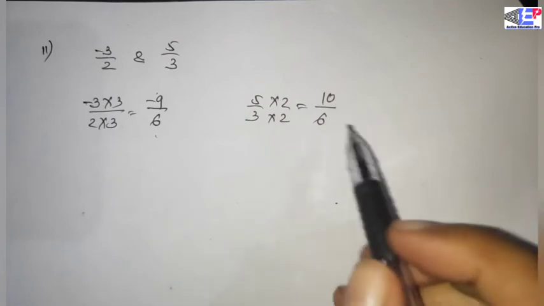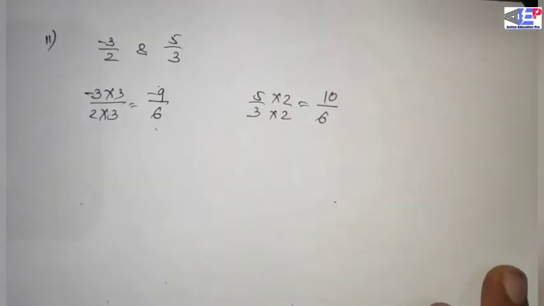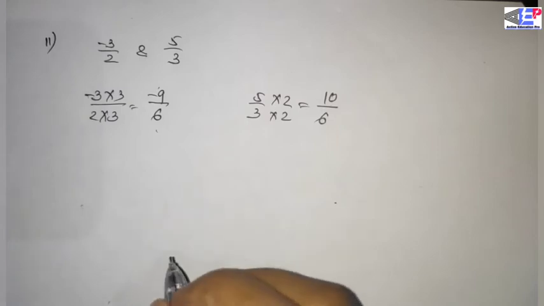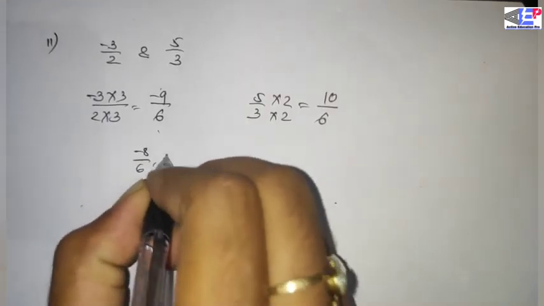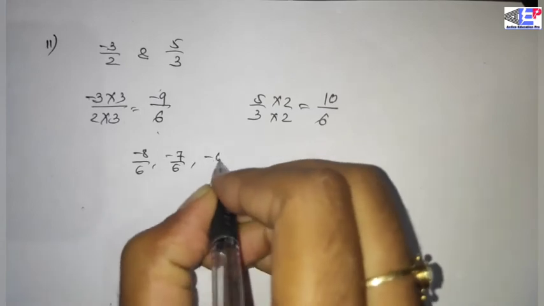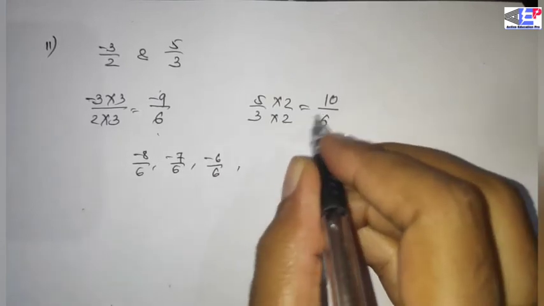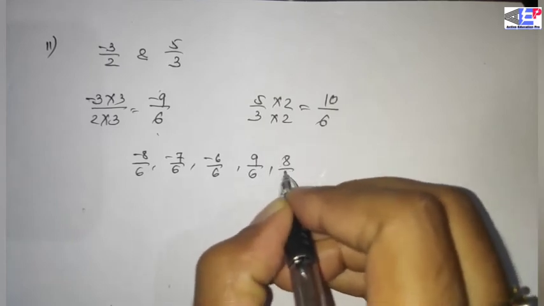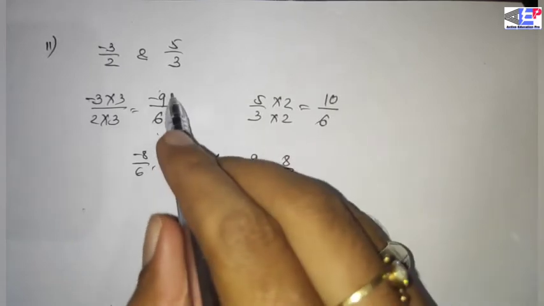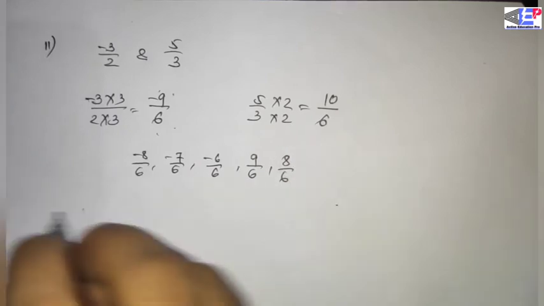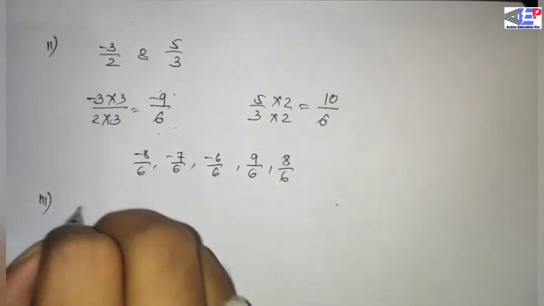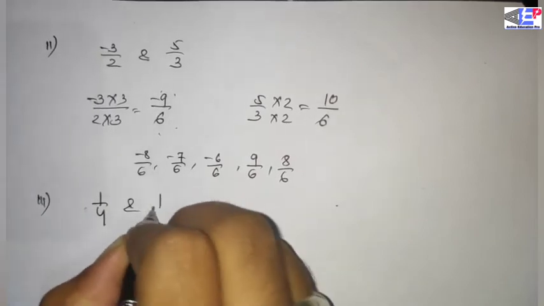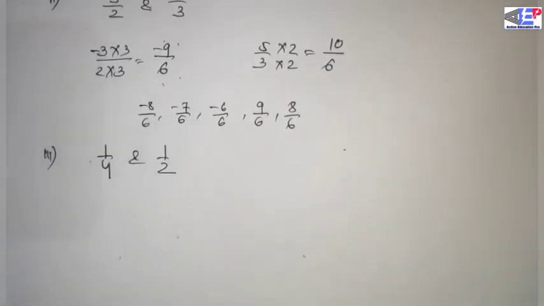Minus 9 by 6 and 10 by 6. Between them, easily we can get 5 rational numbers: minus 8 by 6, minus 7 by 6, minus 6 by 6. From the positive rational numbers, you can write 9 by 6, 8 by 6. These are the 5 rational numbers between minus 9 by 6 and 10 by 6. Then move to the third part. Third part, you have to find 5 rational numbers between 1 by 4 and 1 by 2.